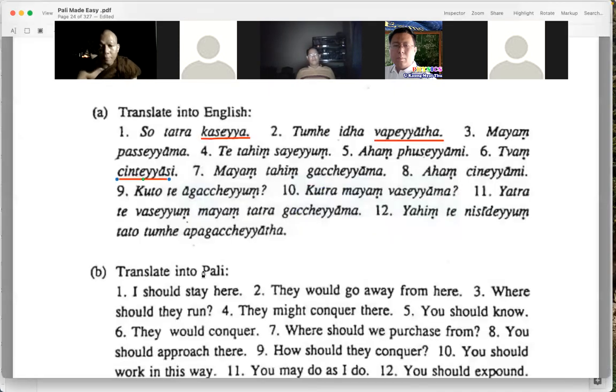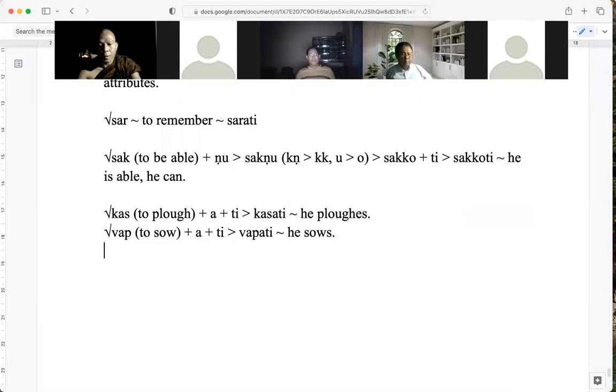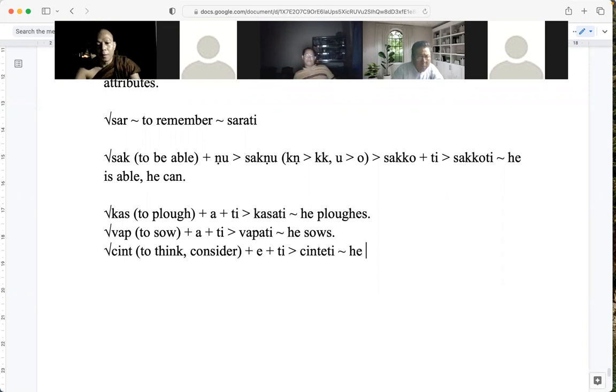And then another verb. So jinde. Root is jin, to think or consider. So sign is A and then D. So we have the present verb. So jinde, so he thinks or considers. Okay. These three verbs are new to you, I think.